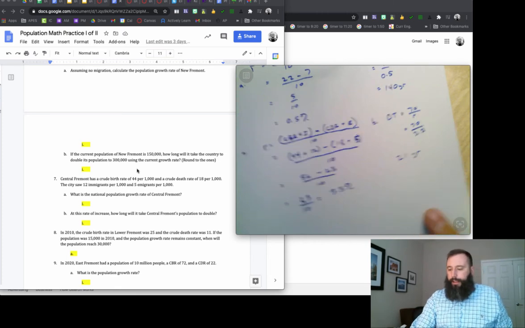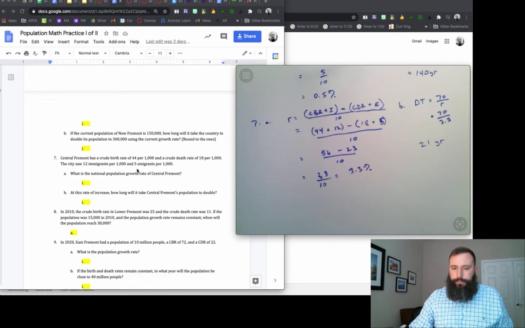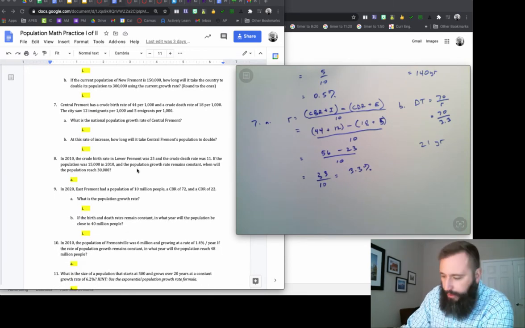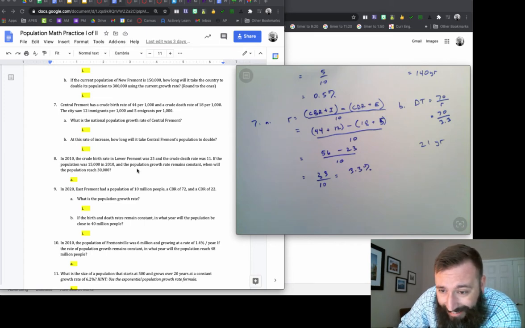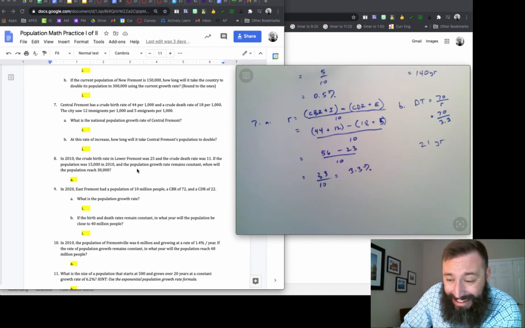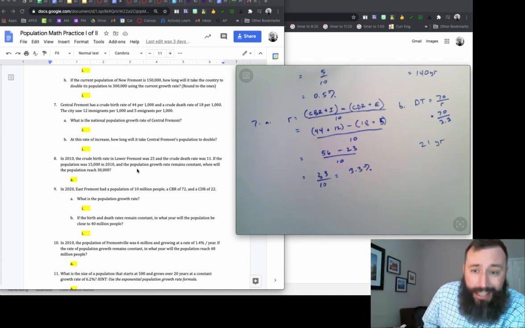We're moving on. That was 7A and B. Let's do 8. In 2010, the crude birth rate in Lower Fremont was 25 and the death rate was 11. If the population was 15,000 in 2010 and the population growth rate remains constant, when will the population reach 30,000? This is a doubling time question. DT is equal to 70 divided by R.